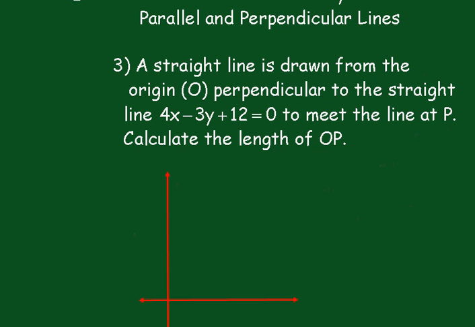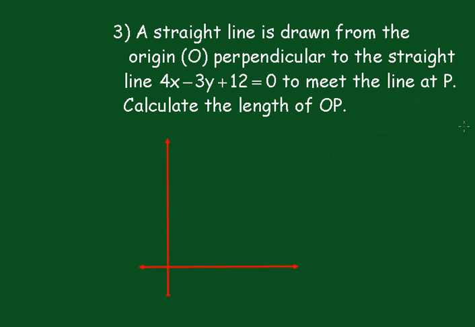Number 3, a straight line is drawn from the origin O, perpendicular to the straight line 4x minus 3y plus 12 equals 0. To meet the line at P, calculate the length of OP. Now, this particular type, you really need to draw a diagram. What I'll do, I'm going to write this equation in the intercept form of a line. So we write that down as 4x minus 3y equals minus 12. And I'll divide through by minus 12.